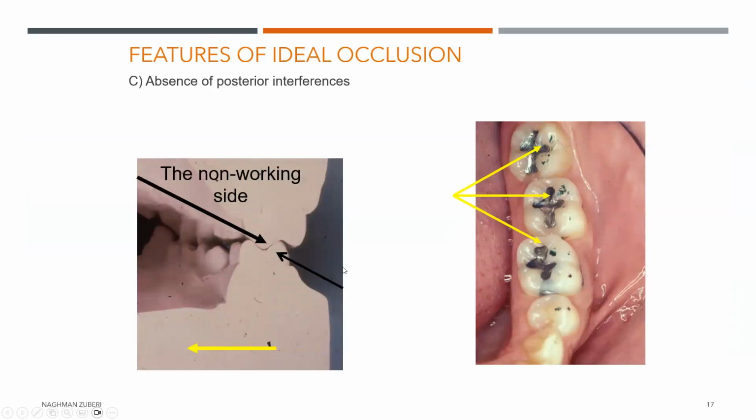Absence of posterior interference should be there. When the mandible is moving in this way, we can see that there would be some interferences over here. They should not be present. Non-working side: remember that interferences on the non-working side have a more deleterious effect as compared to interferences on the working side.